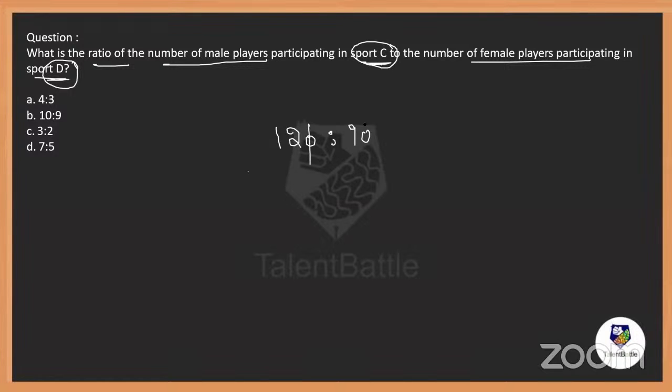(120 is to 90). How much is the answer? Still trying? 4:3. Option A. 4:3. 120 for C and here for D is 90. So 4:3. Once you get that, this all will become very easy to try.